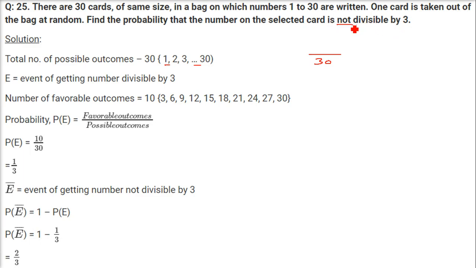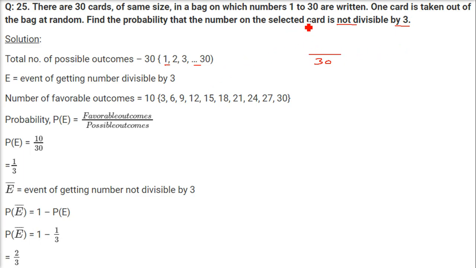So how to find this? See, not divisible is always challenging. So the best way is to find out the count of the numbers which are divisible by 3, or you can say the probability of divisible by 3. So we can always subtract this probability from 1 so that we get not divisible by 3.